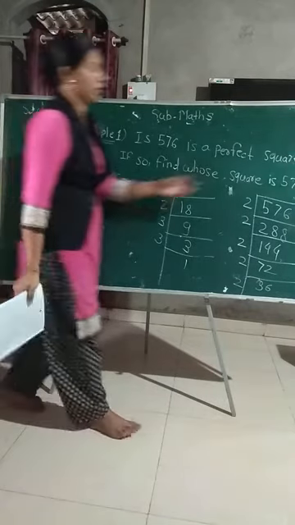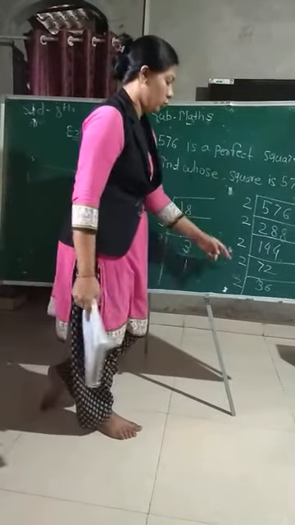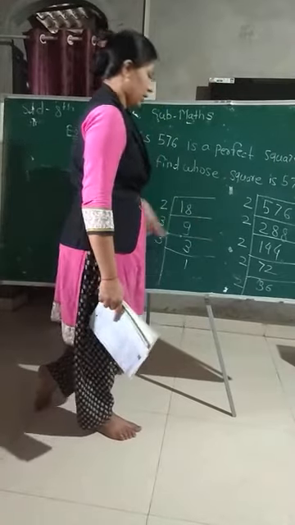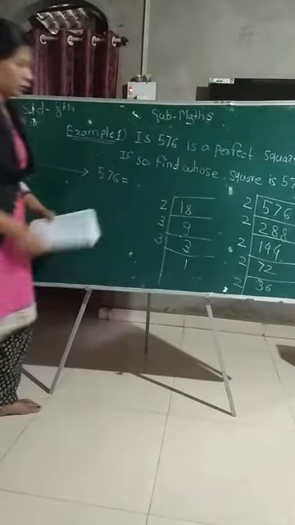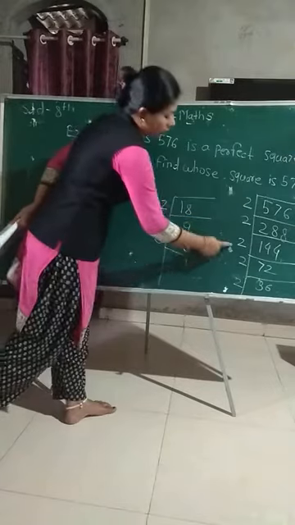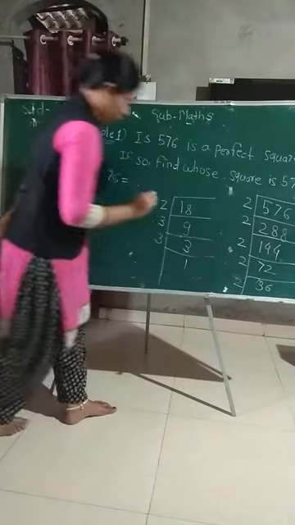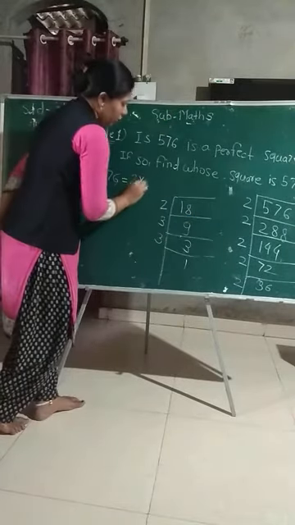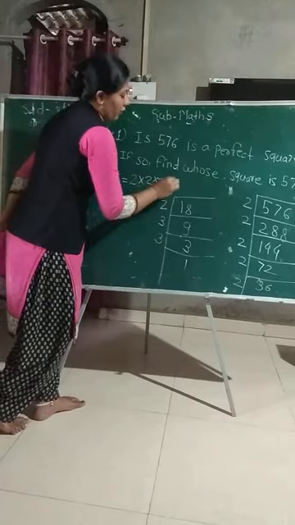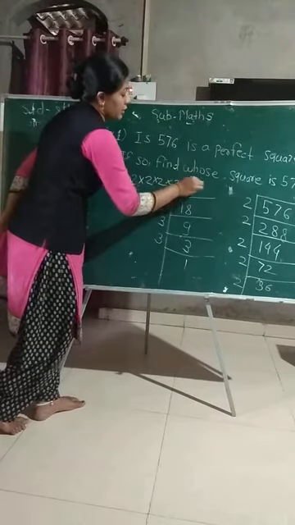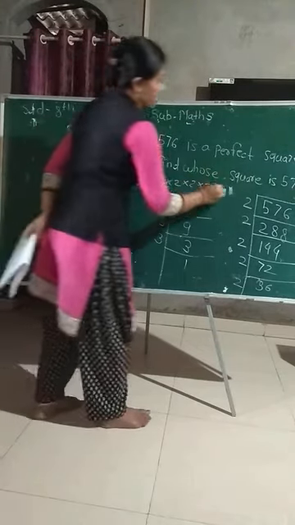Now we get the prime factors 2, 2, 2, 2, 2, 2, 3, 3. Here there are six 2s and two 3s.